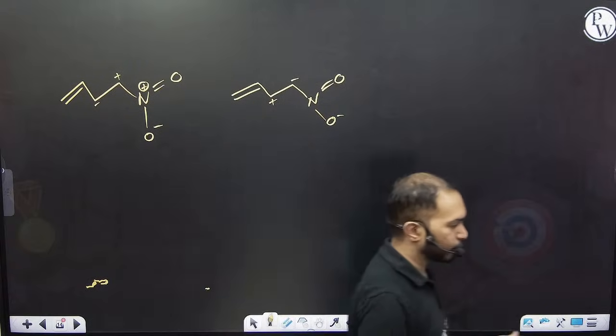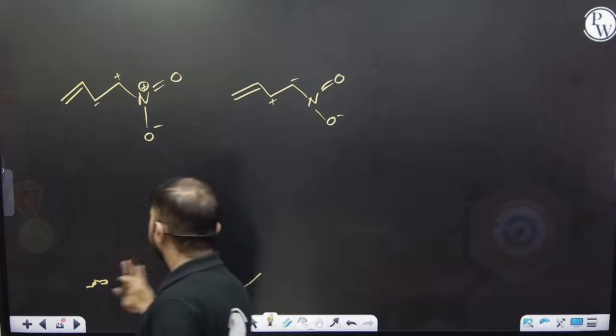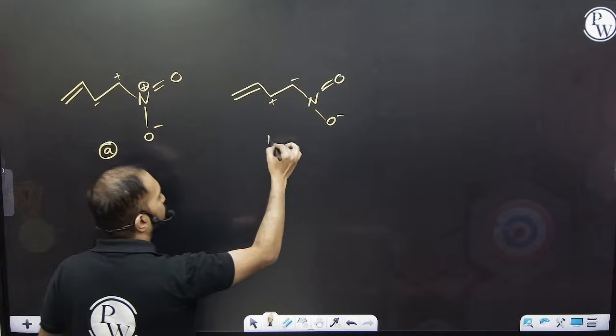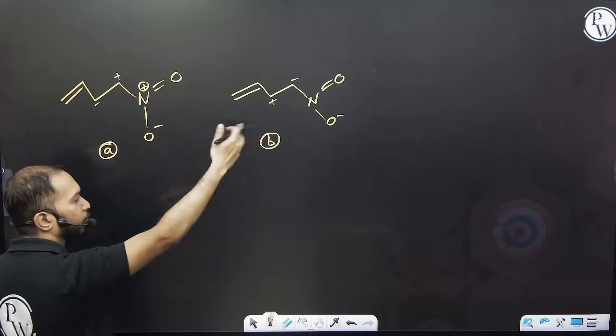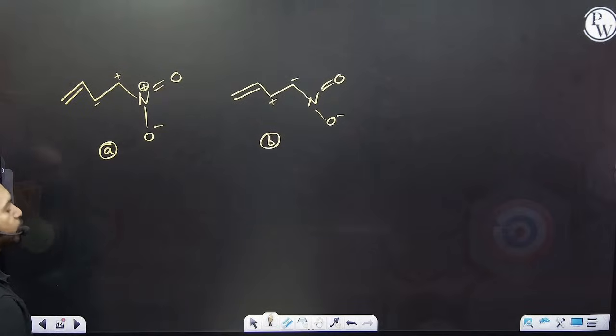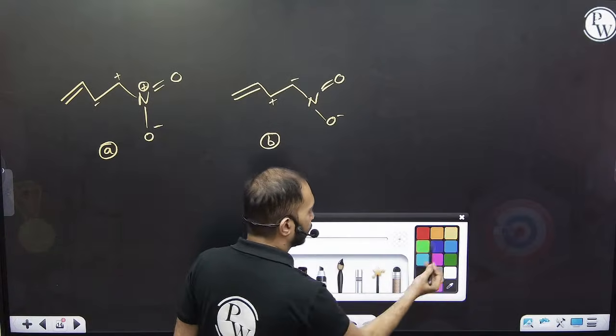Other two structures were also there, right? So let's call this structure as A, this structure as B. The question was, out of A and B, which one is less stable? There were 4 options. Out of those 4, which one is the least stable? That was the question. The question is based on the topic of the stability of RS.